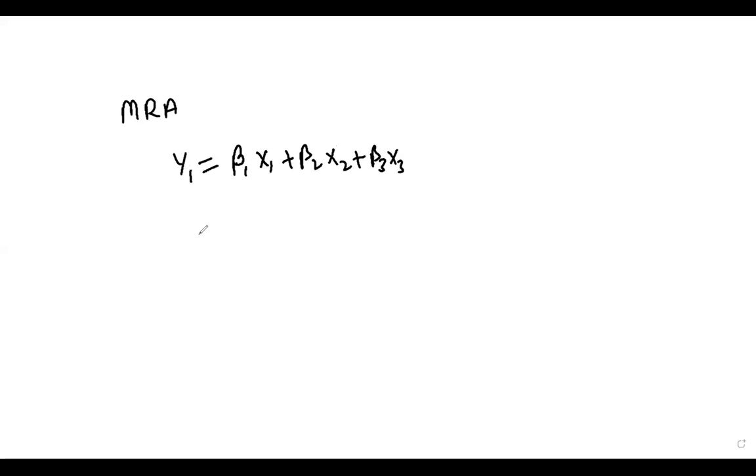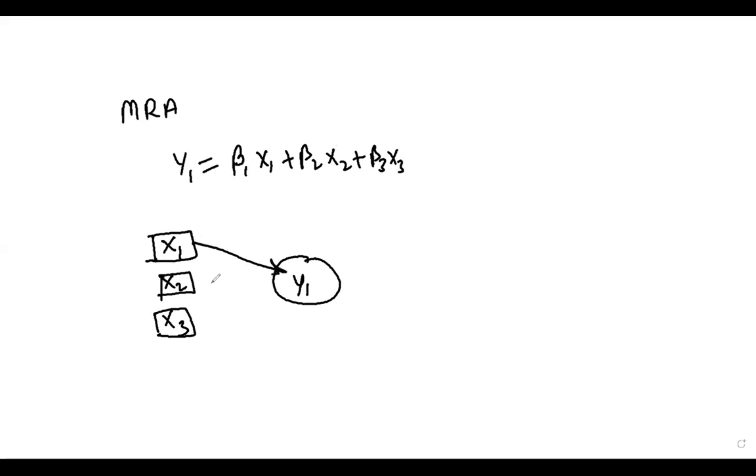So can we write this equation in a path diagram? Yes. This is y1 and x1, x2, x3. The x1, x2, x3 are independent variables, and y1 is the dependent variable. So the arrows go from x1 to y1, x2 to y1, and x3 to y1, plus epsilon. This is the error term. Okay, and the regression coefficients are beta 1, beta 2, and beta 3.